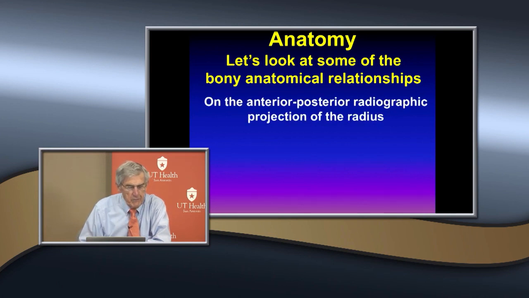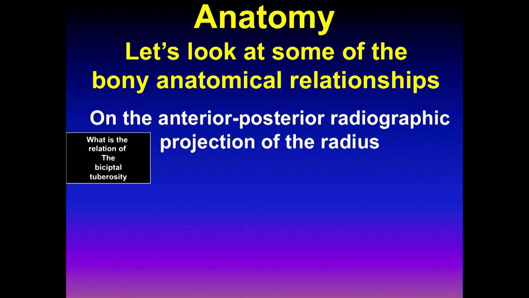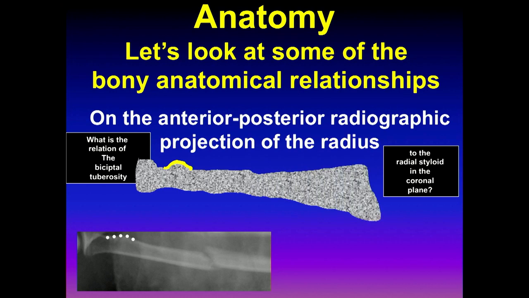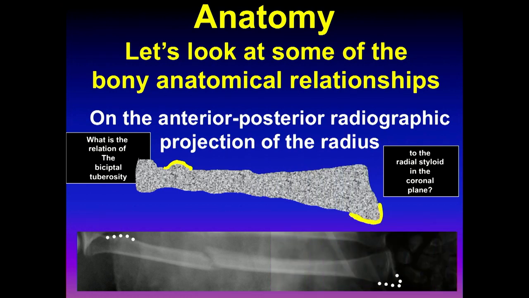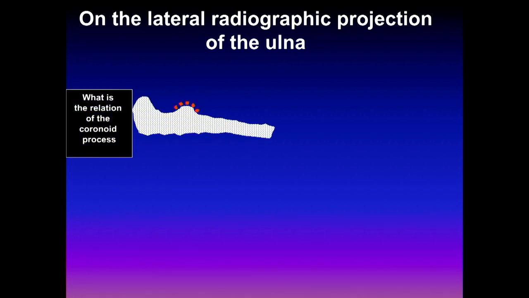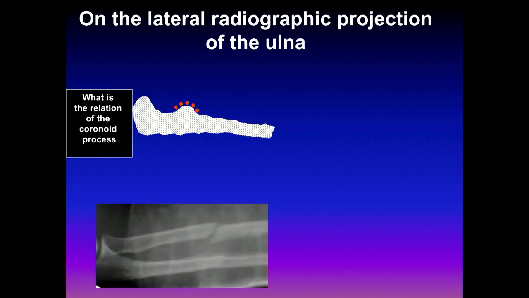On the posterior radiographs, what is the relationship of the bicipital tuberosity to the radial styloid? What should the relation be? 180 degrees. That's right. They should both be in full profile. So there should be 180 degrees of rotation. That's a good way to tell your rotation. You don't look at this very often, but in the ulna, in the sagittal plane, what's the relationship of the coronoid process? What's the other part that you look at?